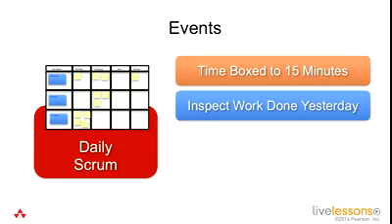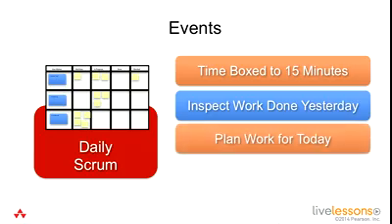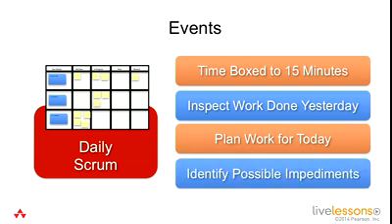We really want to inspect our work done yesterday. So what did you accomplish yesterday? What tasks were done? What goals have we met already? And then you want to talk about what's the plan for today. What am I going to work on today? What are you working on? Oh, I might be working on something in the same area. Let's make sure we talk about that. And then lastly, we want to talk about any impediments that we can identify that might be blocking us or affecting our work so that that can be immediately resolved and get us flowing as fast as possible.